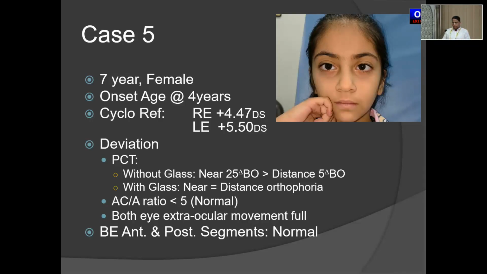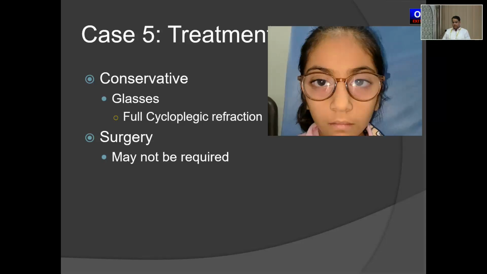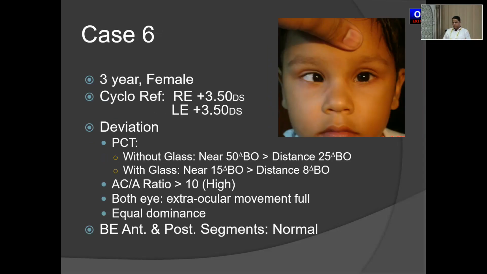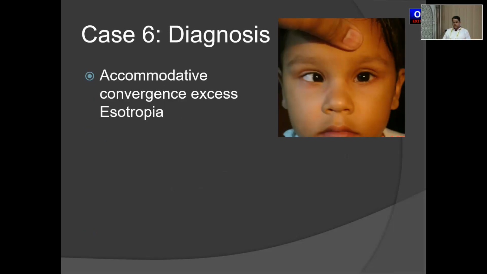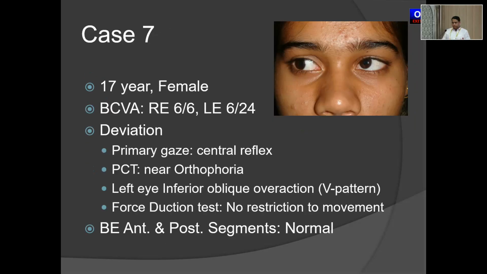Yes, ma'am. So this patient had what is called refractive accommodative esotropia, and it was corrected completely with glasses. In this case there was a refractive error of 3.5 and a deviation of 50 prisms base out, which was more than that for distance. The AC/A ratio was calculated, which was very high. These were convergence excess types of esotropia. Glasses were given, but there was still esotropia. These patients require surgery after some time.